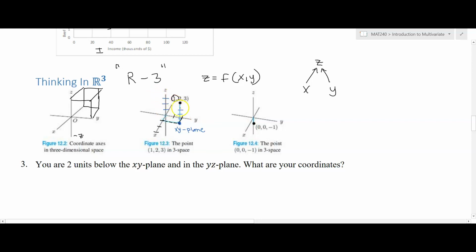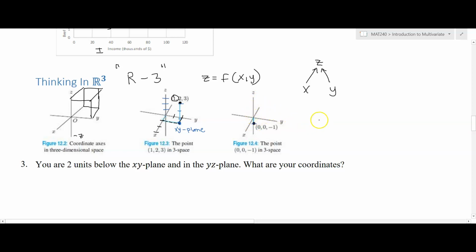Again, perspective kind of makes the 3 here appear lower than the actual 3 value here, but notice that it's closer towards us perspective-wise. And here we can see that the point 0, 0, negative 1 would mean you don't move any units in the x direction from the origin, no units in the y direction, and then just down 1 unit. So it's basically on the z-axis, but it's down 1 unit below the xy plane.